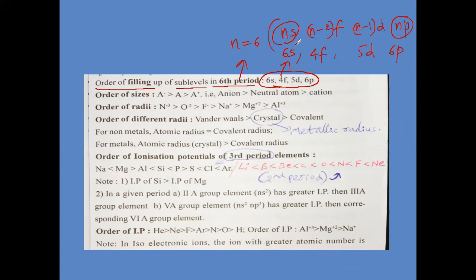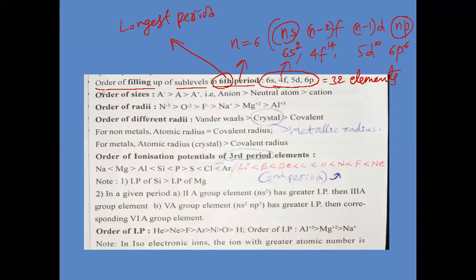How many electrons? Tell me. S can accommodate 2 electrons. F can accommodate 14 electrons. D can accommodate 10 electrons. P can accommodate 6 electrons. Totally how many? 32. So 32 elements will be present in this period, the 6th period. So is the 6th period the longest or shortest? Longest period.